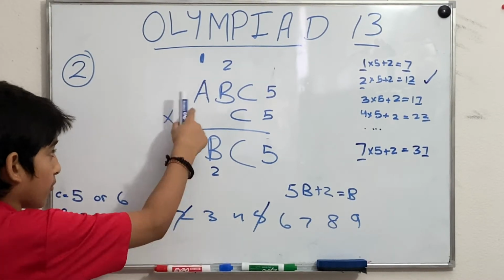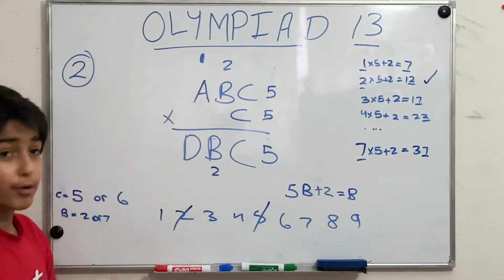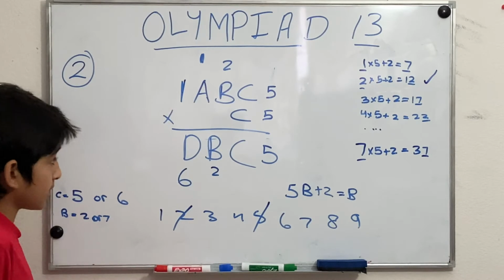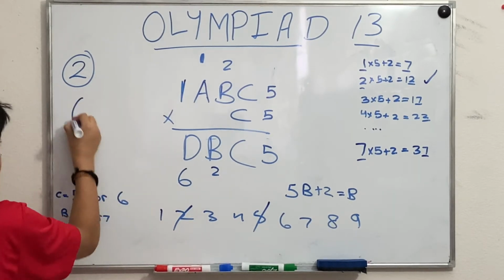How about 1? 1 multiplied by 5 is equal to 5, plus 1 of the carry forward is equal to 6, which means it works. So 1 and 6. And we're supposed to find DBC, so one answer is 625.